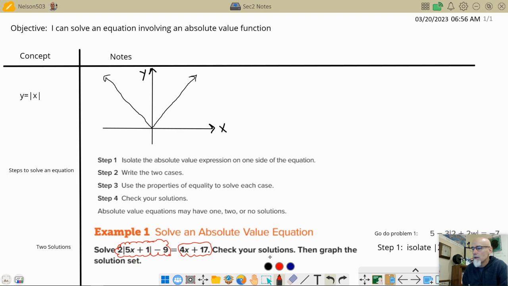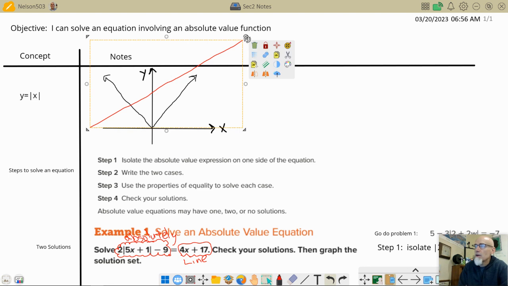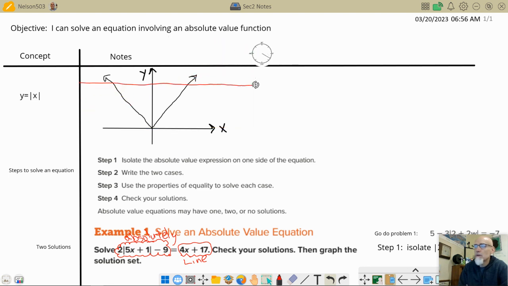Well, this line, I'm not going to get too much into it right now, but let's say it looks like I'm trying to just kind of estimate it. Let's say it looks like this. Okay. Well, where is the line hitting the absolute value function? That's what we're asking. Where is the line hitting the absolute value function? So what could I do with that line up there? Now, I'm not sure this is going to let me do this, but could the line be like that?